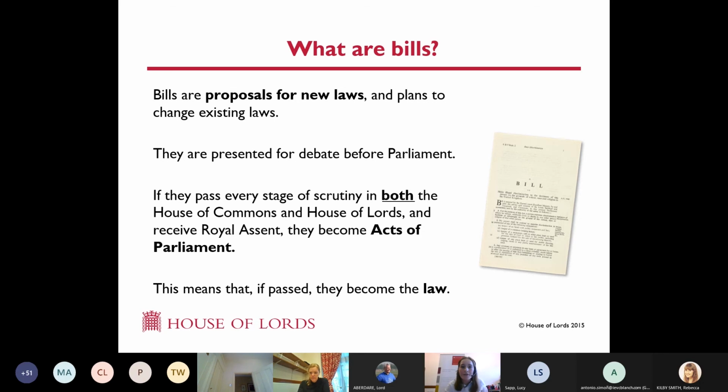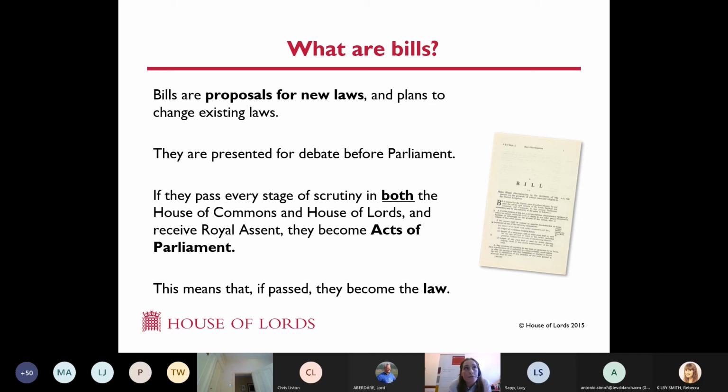So we'll start off by talking about what bills are. Bills are proposals for new laws or plans to change existing laws. They're presented for debate before Parliament, and they're one of the main ways that Parliament fulfills that role of making or changing the law. So that first role that was on the last question of the quiz.